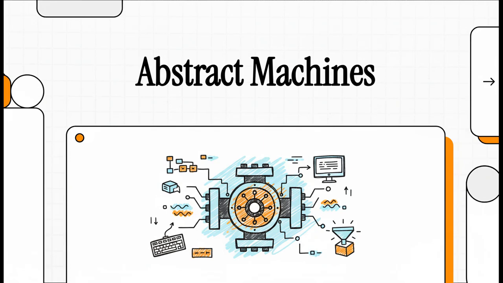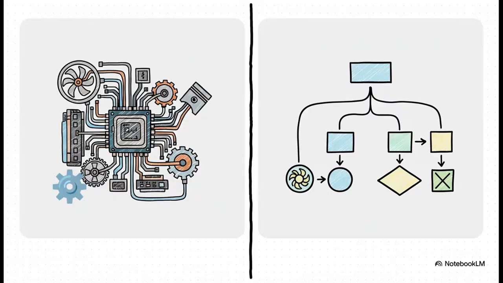Welcome to The Explainer. Today, we're talking about something fundamental, something that powers pretty much all of modern computing, but it's completely invisible. We're talking about the abstract machine, the secret architect behind the code we write and the apps we use every day. So first things first, let's get a really clear distinction down.